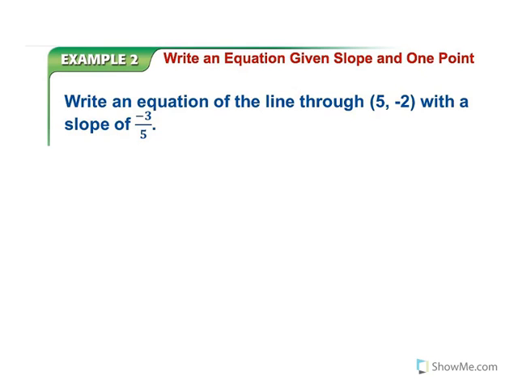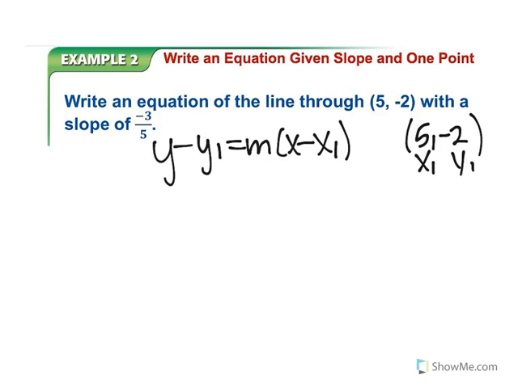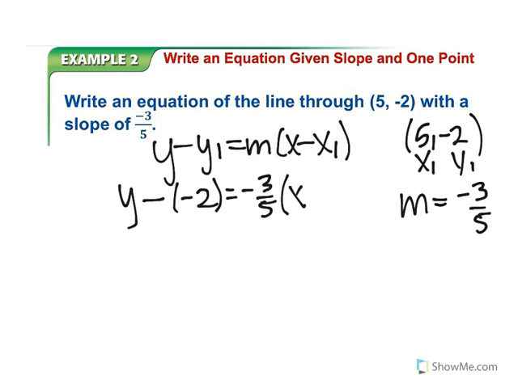Example number 2, write an equation of the line through the point 5, negative 2 with a slope of negative 3/5. We're going to use point slope form, y minus y1 is equal to m times x minus x1, where 5, negative 2 is going to be my x1, y1, and my m is negative 3 over 5. And now we're going to plug and chug. We leave y alone, minus my y1, which is negative 2, equals m, which is negative 3 over 5, times x minus 5.